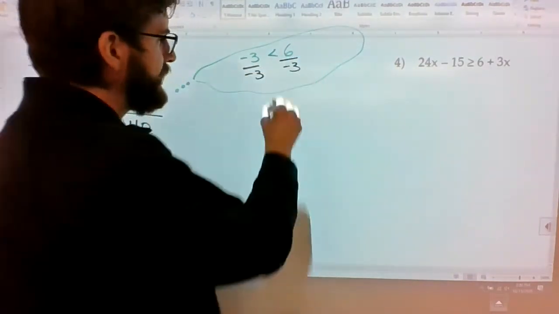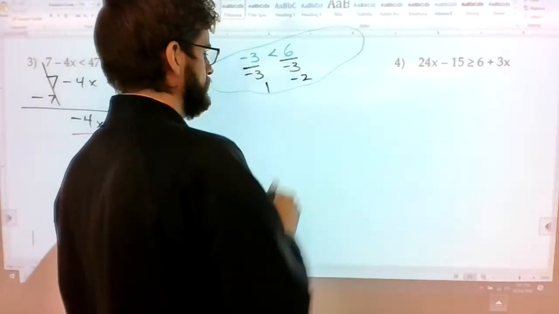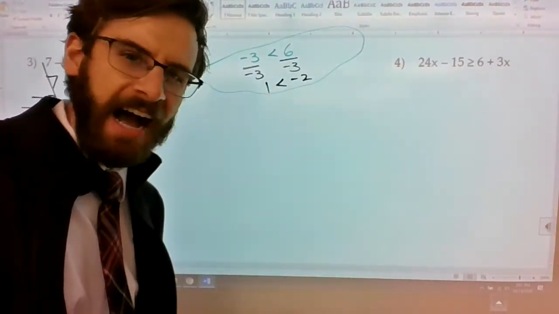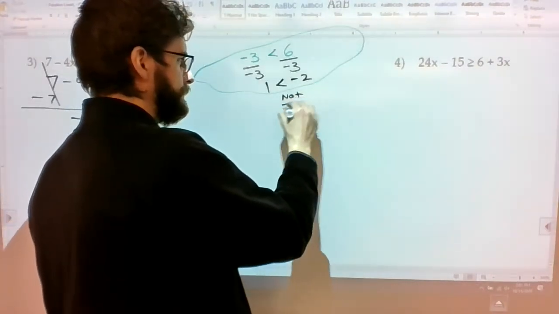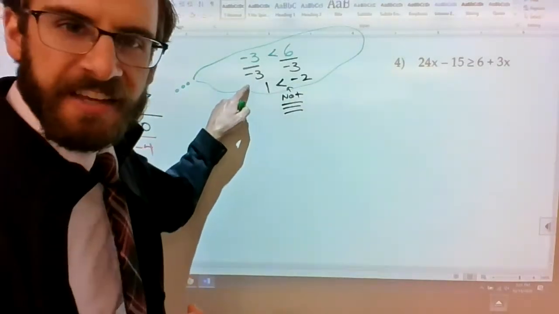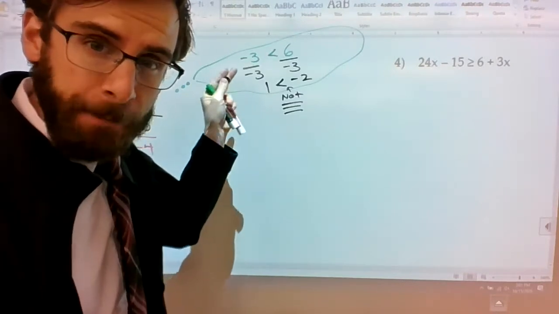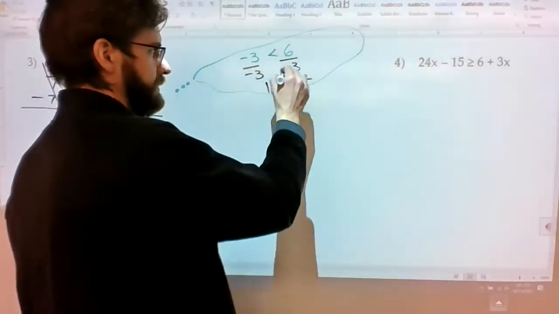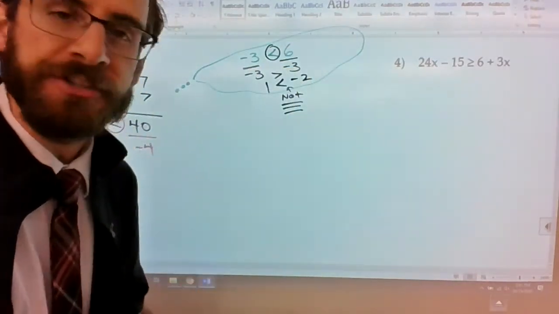On the left-hand side, you'd get 1. On the right-hand side, you'd get -2. One is not less than -2. So here's the thing. When you divide by negatives, you create this type of situation every single time. So unless you flip that symbol when you divide by a negative on both sides, you have an incorrect solution every single time.